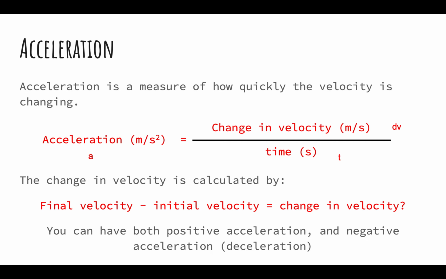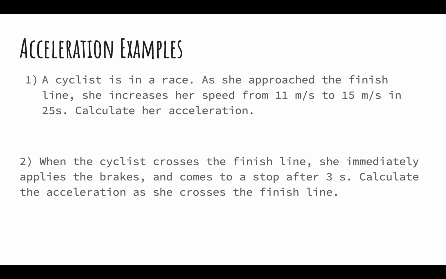Okay. Positive acceleration is where you speed up. Negative acceleration is where you slow down, but you could still be moving in a positive direction at that point. So the symbols for final velocity are V, for initial velocity they're U, and as I said before, change in velocity can be dV.